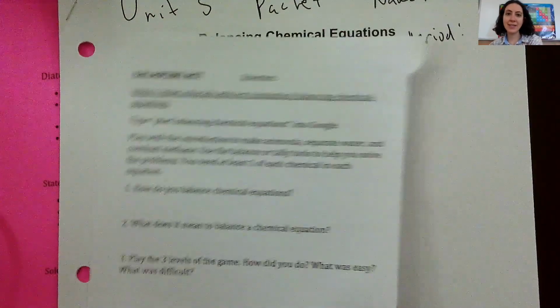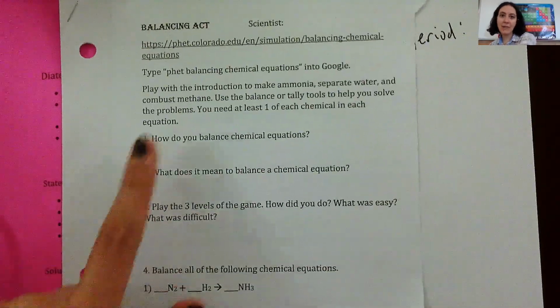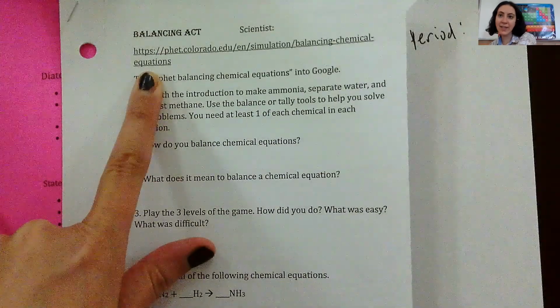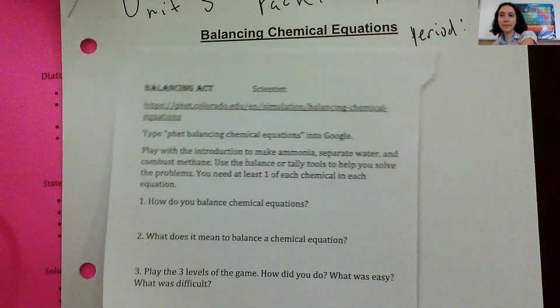The next thing that we're going to do is our lab simulation, which is called Balancing Act. It looks like this. And again, I've got the link here. It's one of those PhET simulations. So that's the next thing that we're going to do to help you learn about balancing chemical reactions.